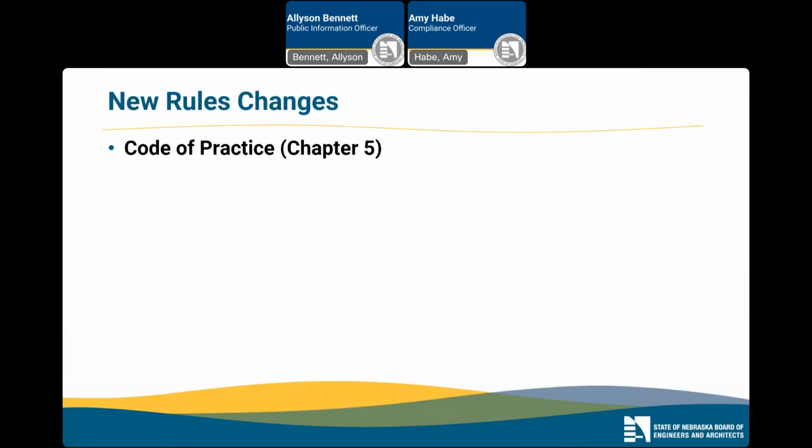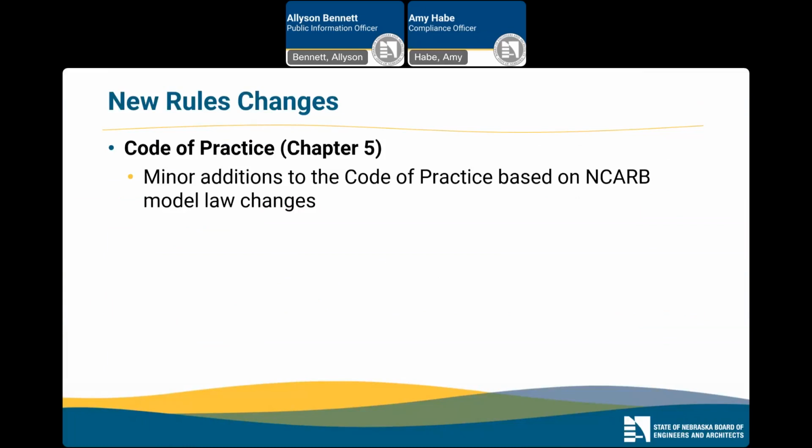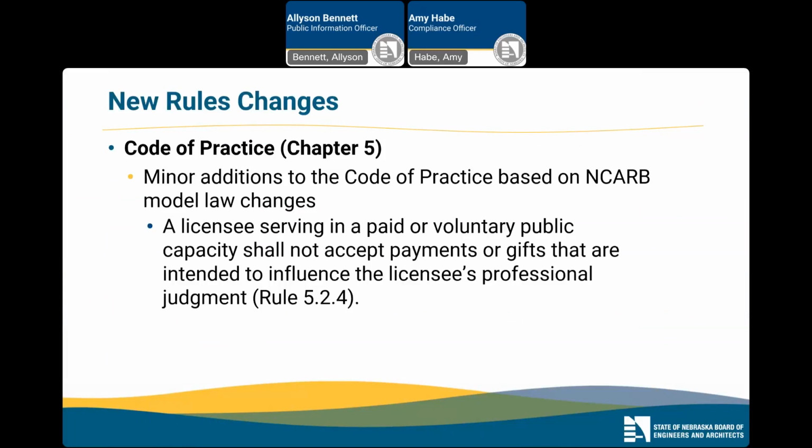All right, another change was made to Chapter 5, the Code of Practice. So there were some minor additions to the Code of Practice based on NCARB's model law changes that were made. The first is a licensee serving in a paid or voluntary public capacity shall not accept payments or gifts that are intended to influence the licensee's professional judgment. So this was added as Board Rule 5.2.4.